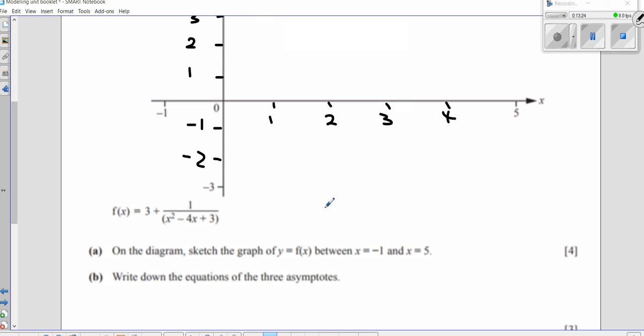We're going to do this on the calculator, but I just love doing this. So let's do x squared minus 4x plus 3 equals 0. This is for the asymptotes. What does that factorize to? Because this is part of our topic on quadratics.